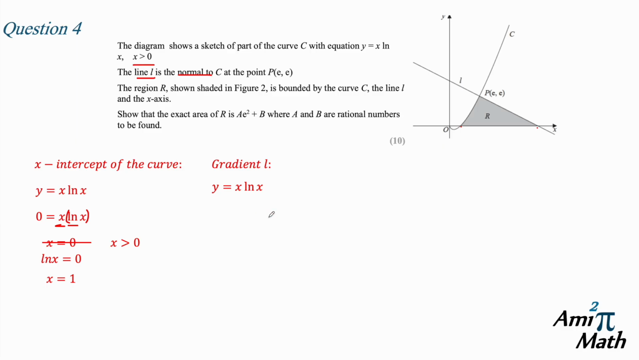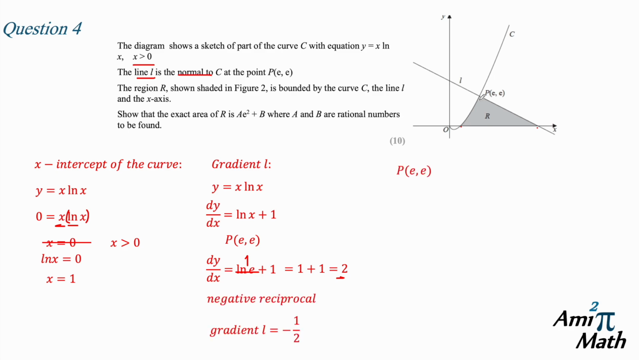And then obviously using the product rule, you can find out that dy over dx equals ln x plus 1. And then at the point P (e, e), dy over dx equals ln e plus 1. And we know that ln e is simply 1, and 1 plus 1 is equal to 2. So that is your gradient for this curve. But obviously we need to find the negative reciprocal, and that would be minus 1 over 2. So now we know our gradient for L is minus 1 over 2.